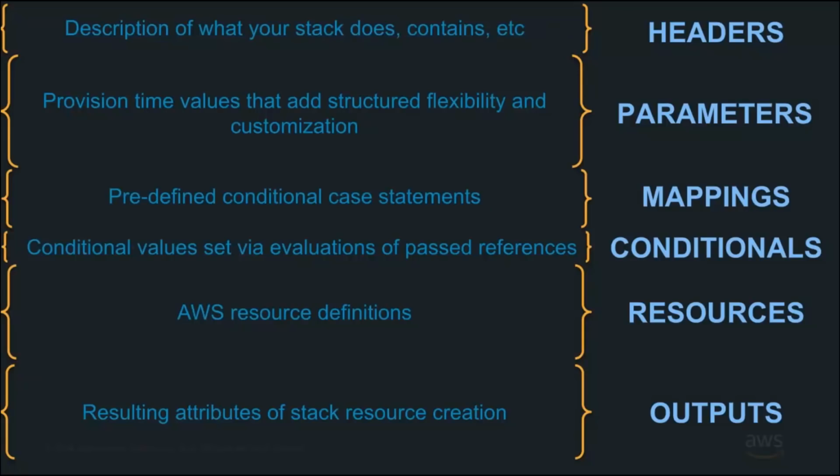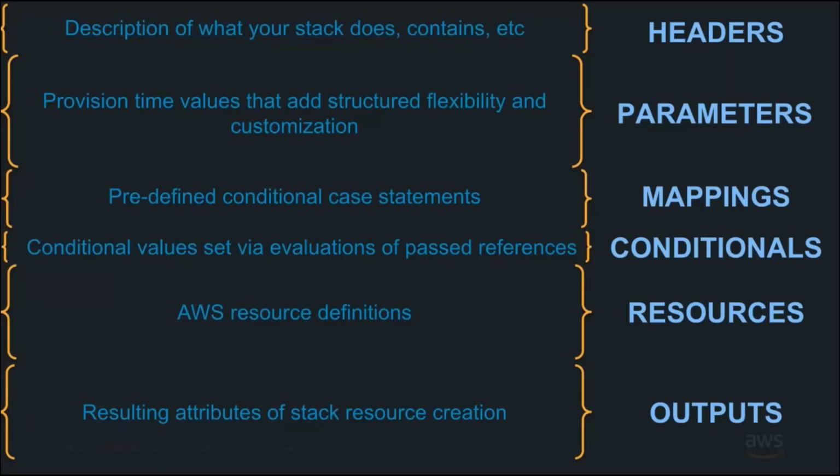Parameters are provision time values that are passed in at execution. These could be things like passing in, say, the name of an application, passing in identifiers of other resources, all sorts of things. This is the stuff that adds kind of dynamic capabilities to your templates.